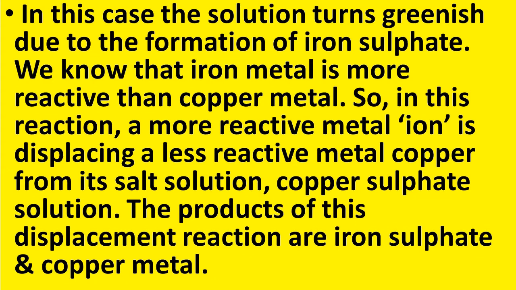We know that iron metal is more reactive than copper metal. In the reactivity series, we have seen that iron is placed above copper. Therefore, iron metal is more reactive than copper metal, and here the more reactive iron displaces the less reactive metal copper from its salt solution, that is copper sulfate solution. Therefore, the products of this displacement reaction are iron sulfate and copper metal.